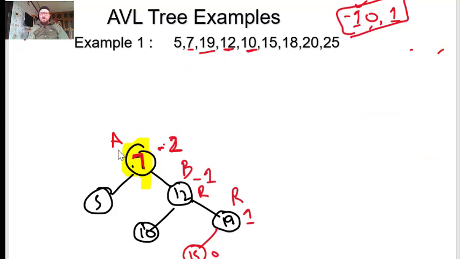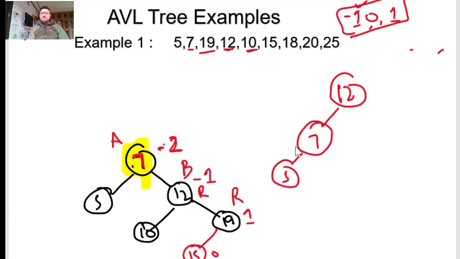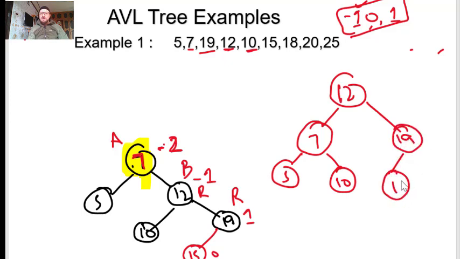I will make 7 a child of 12, so 12 has to be here and 7 has to be the child of it, right? And 7 के left में अपना 5 था. Okay, no problem. And the 10, where will the 10 go? Because 10 is lesser than 12 and greater than 7, so 10 has to be here. Okay, and 19 has to be here, and 15 has to be here.